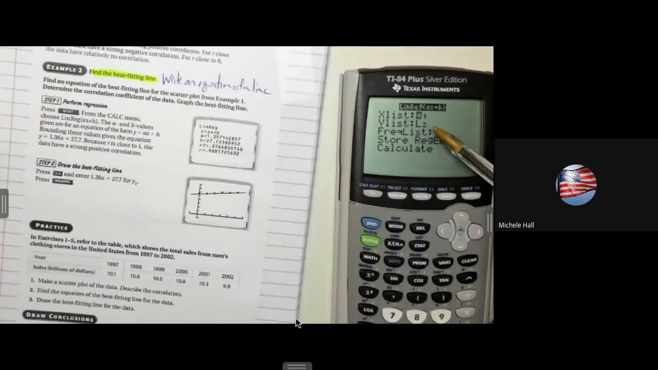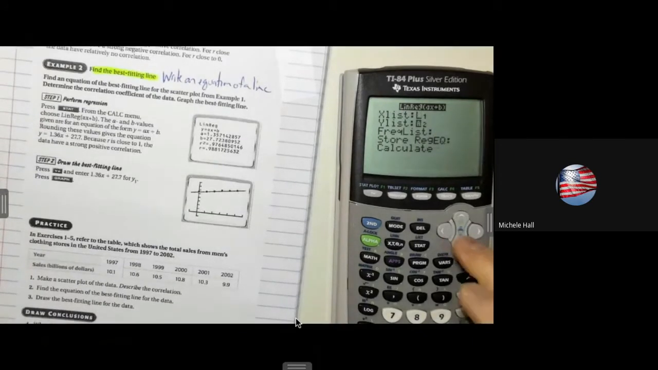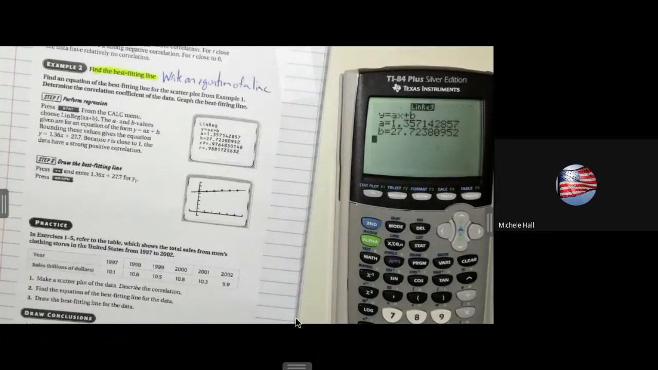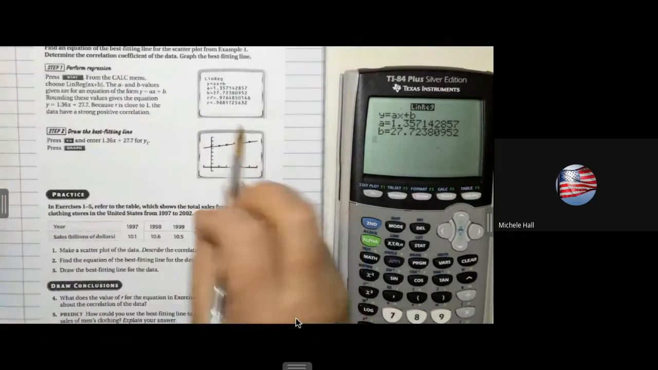X1 is list 1. Y is list 2. You don't have to worry about frequency, so I'm going to go down. I think it would be too much today to show you how to get the calculator to put that equation in for you to graph. I think it would be too much for you today. So we're going to skip this part right here. We're going to hit enter. We're going to calculate, and then we're going to write down our data. And it actually says it right here.